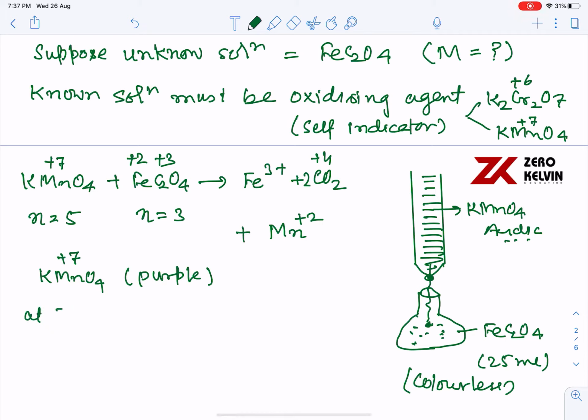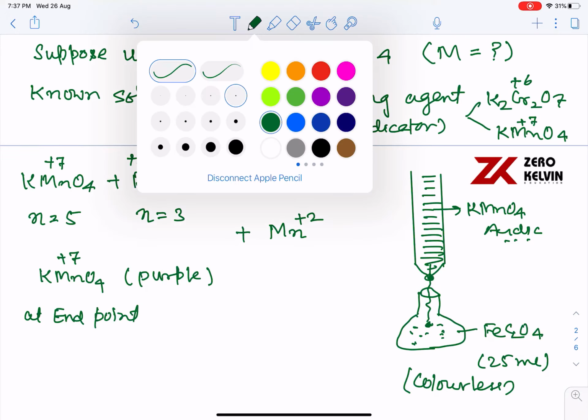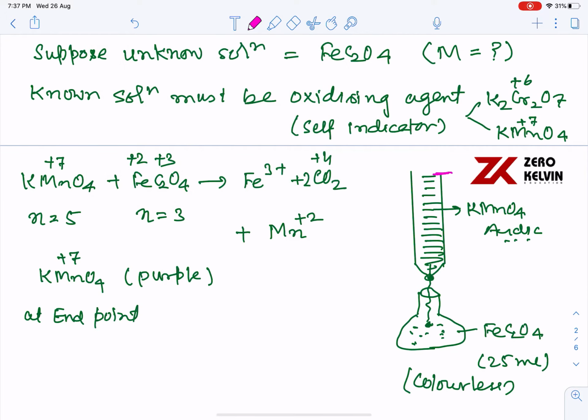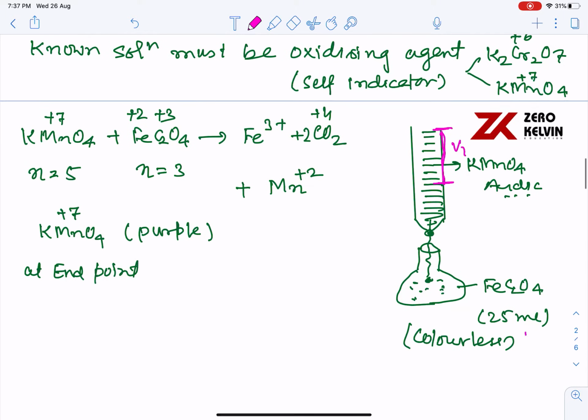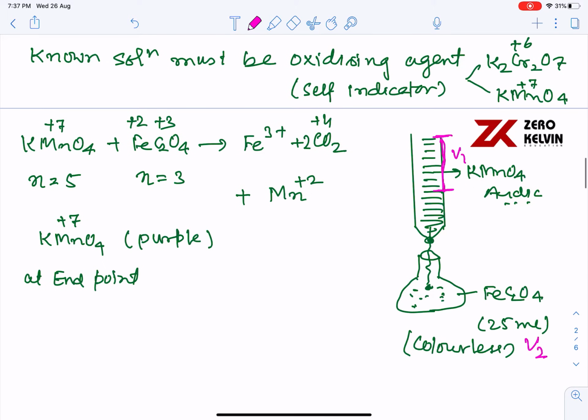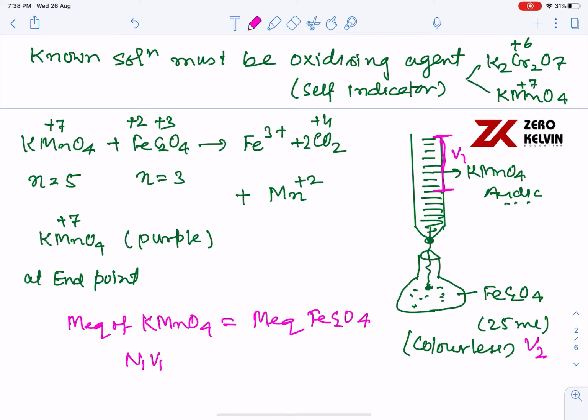So at the end point, first of all we have to note the volume from here to here. Suppose this much amount is required, so the volume of KMnO4 is V1, and this volume was V2. So we have to use these volumes. Now at the end point we can say the milliequivalents of KMnO4 will be equal to the milliequivalents of ferrous oxalate FeC2O4. Then we can say N1V1 is equal to N2V2.